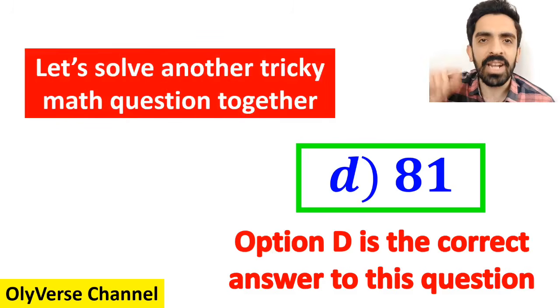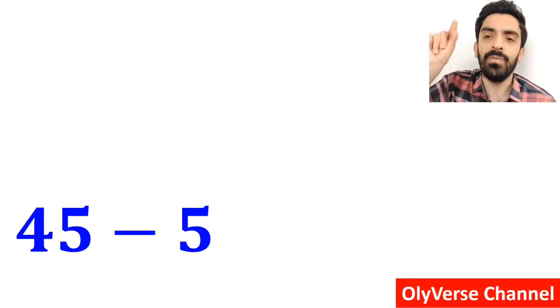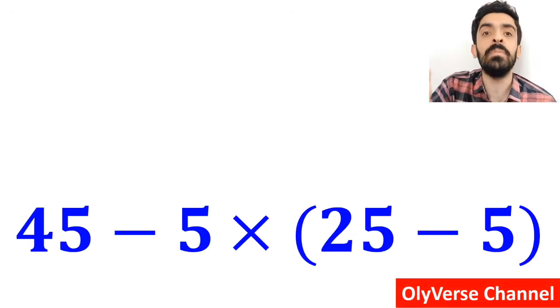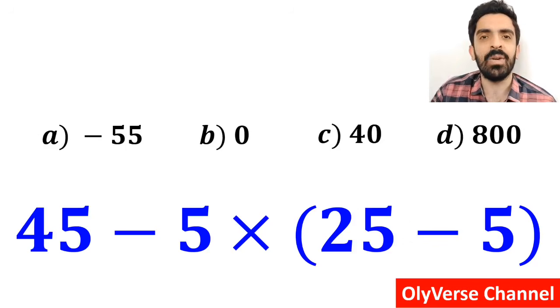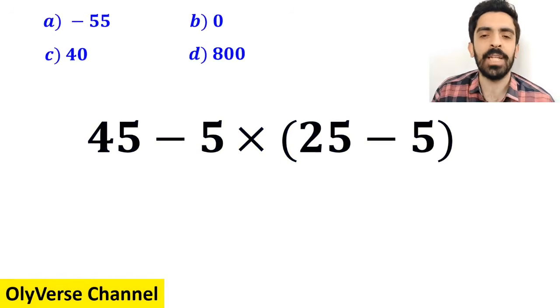Alright, now let's solve another tricky math question together. What is the value of the expression 45 minus 5 times (25 minus 5)? Which option do you think is the correct answer to this question? Let's dive in and break it down step by step together.